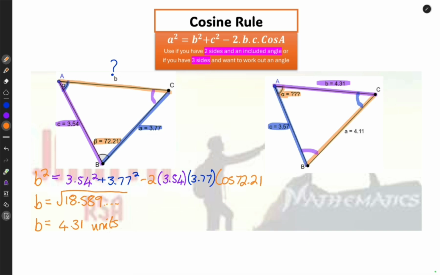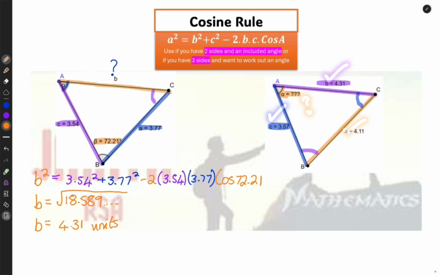So the classic case for cos rule is 2 sides and an included angle, but this one on the right, I don't have any angles. I'm actually looking for an angle. So in this case, I need to, again, use the cos rule because I can't use sine if I don't have any angles.